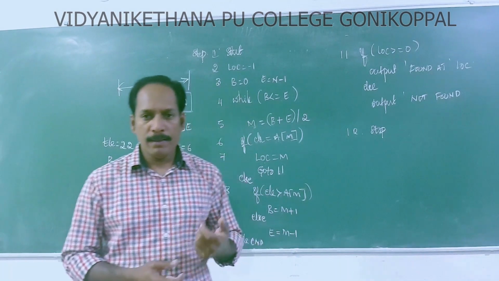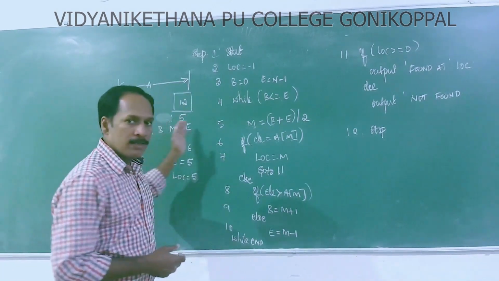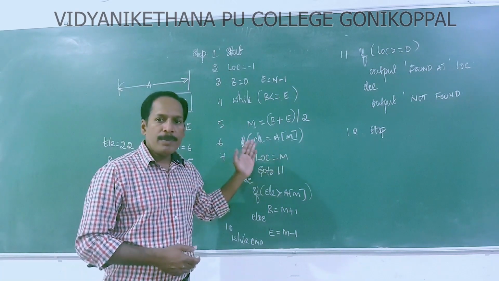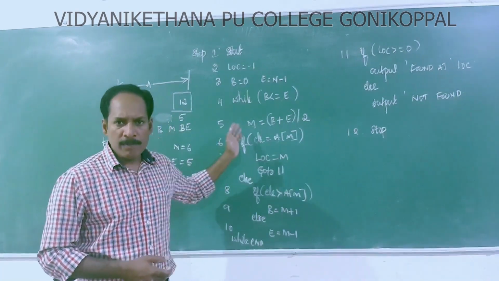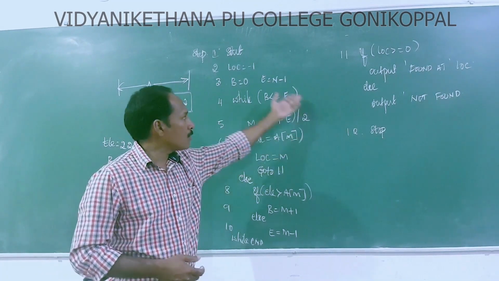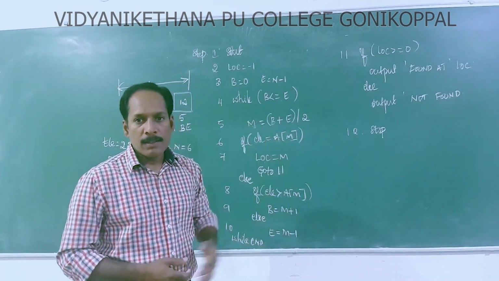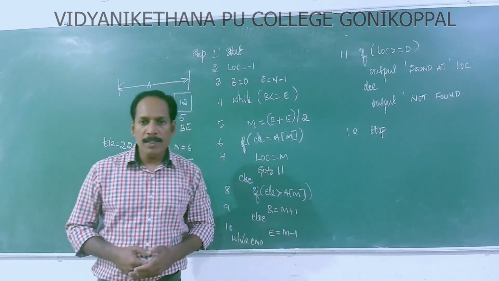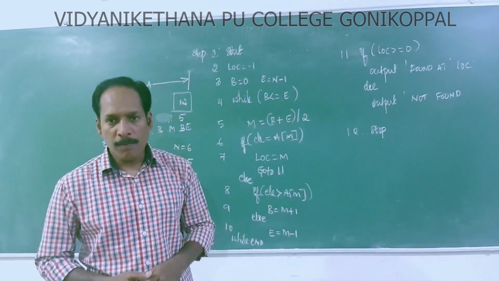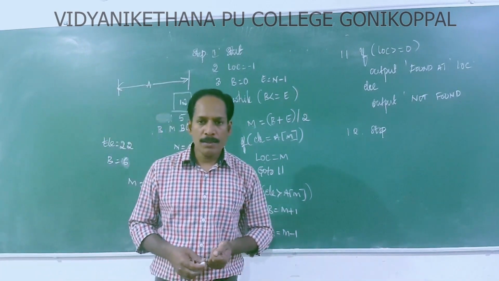I will not repeat it once again with the same set of comparisons. I told you the same thing. Instead of 12, if you repeat it for 22, the same thing would have been repeated. Same steps, and then this is the last step where we terminate the repetition and we decide the element is not present. So this is the binary search algorithm.